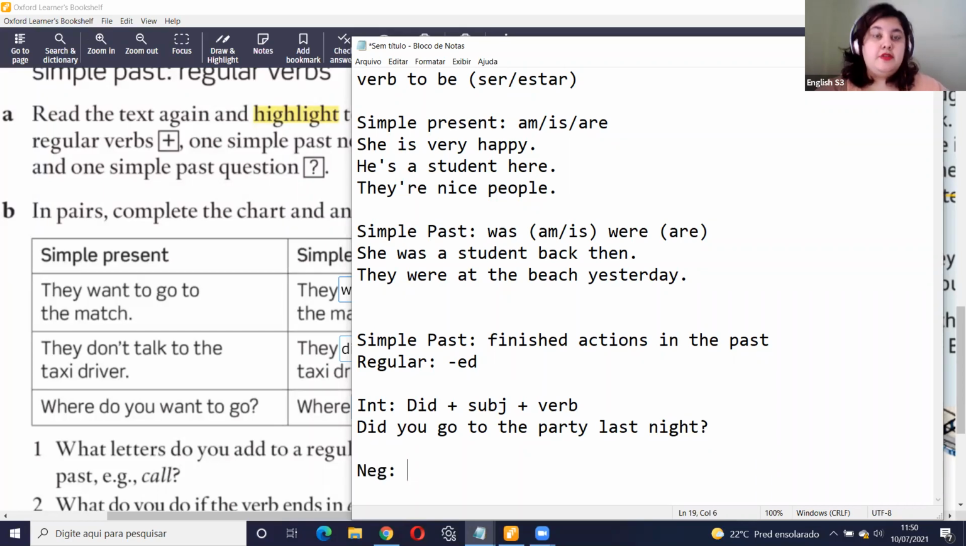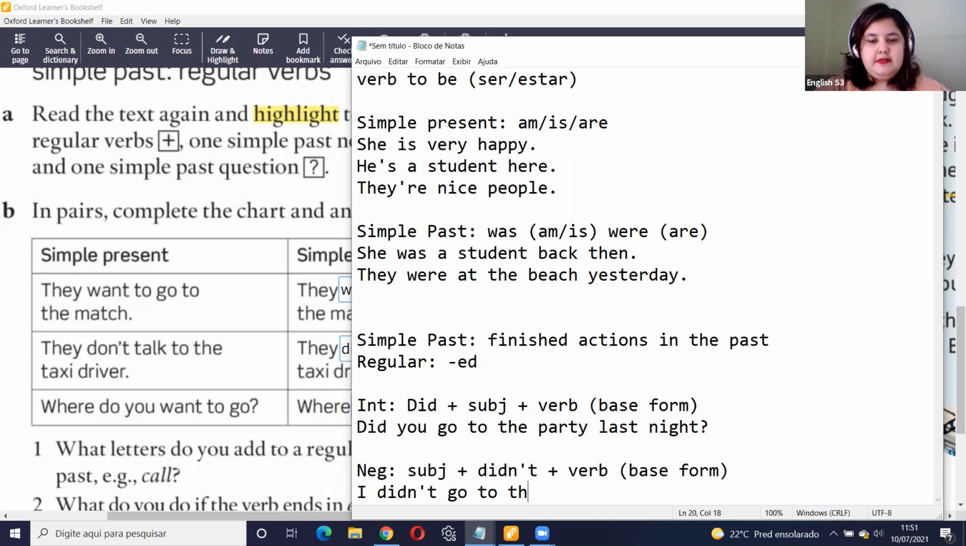In the negative, we use didn't as well. Remember that this verb that we're using with the auxiliary is the verb in the base form. So it's similar to the present. You use the subject, didn't, and the verb in the base form. For instance, I didn't go to the party last night.